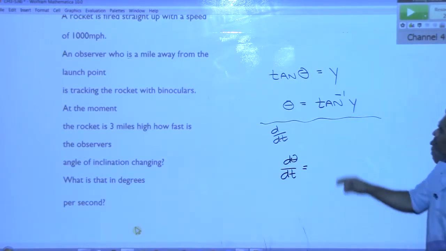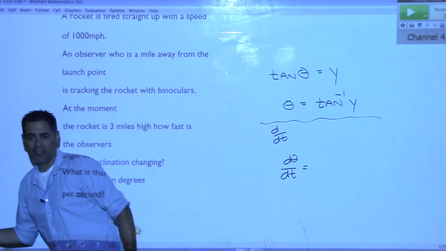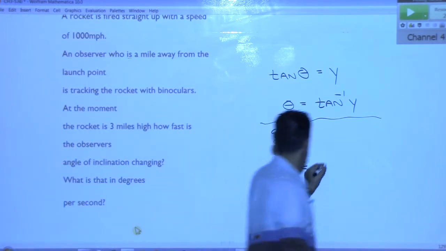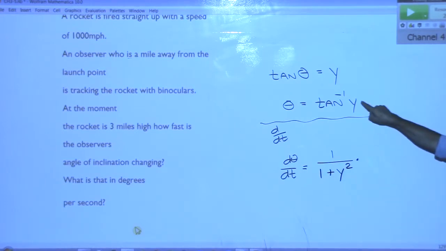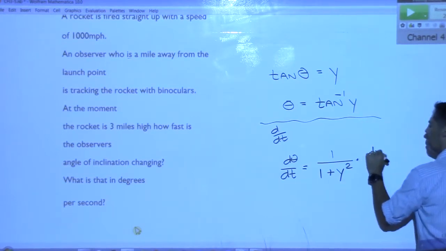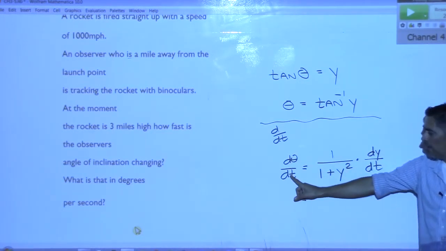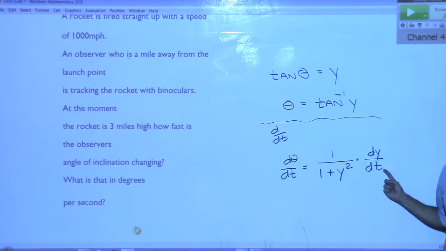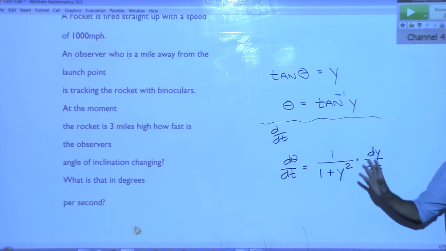Now on the right side, what is the derivative of arctangent of something? 1 over 1 plus that something squared, right? So 1 over 1 plus y squared, but then times, chain rule, the derivative of the argument. What's the derivative of y with respect to t? dy dt, right? Now, why is this one better to work with than the last one? This is what we want, right? It's what we're looking for. In order to find it, we need to know y and we need to know dy dt. Do we know dy dt? Yes. Do we know y? Yes. See, we don't have to go do secant and all that. It's not here anymore, right?